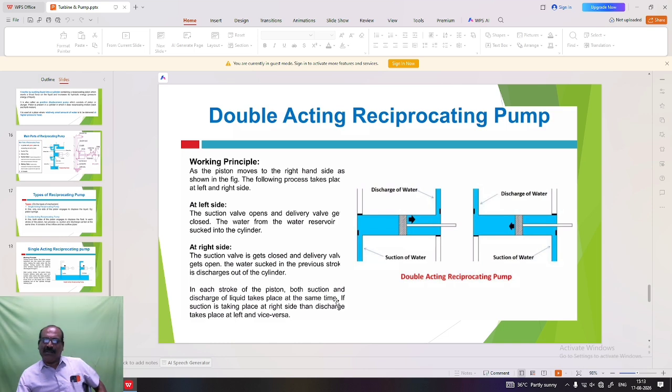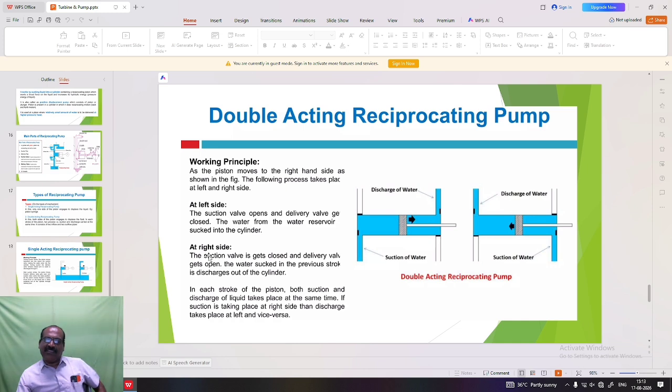This is the diagram of the double acting reciprocating pump. See, on both sides we have a space to move, that means the right-hand side and also the left-hand side. As the piston moves to the right-hand side, shown in figure 1, the following process takes place at the left and right side. At the left, the suction valve opens and the delivery valve is closed. The water from the reservoir is sucked into the cylinder.